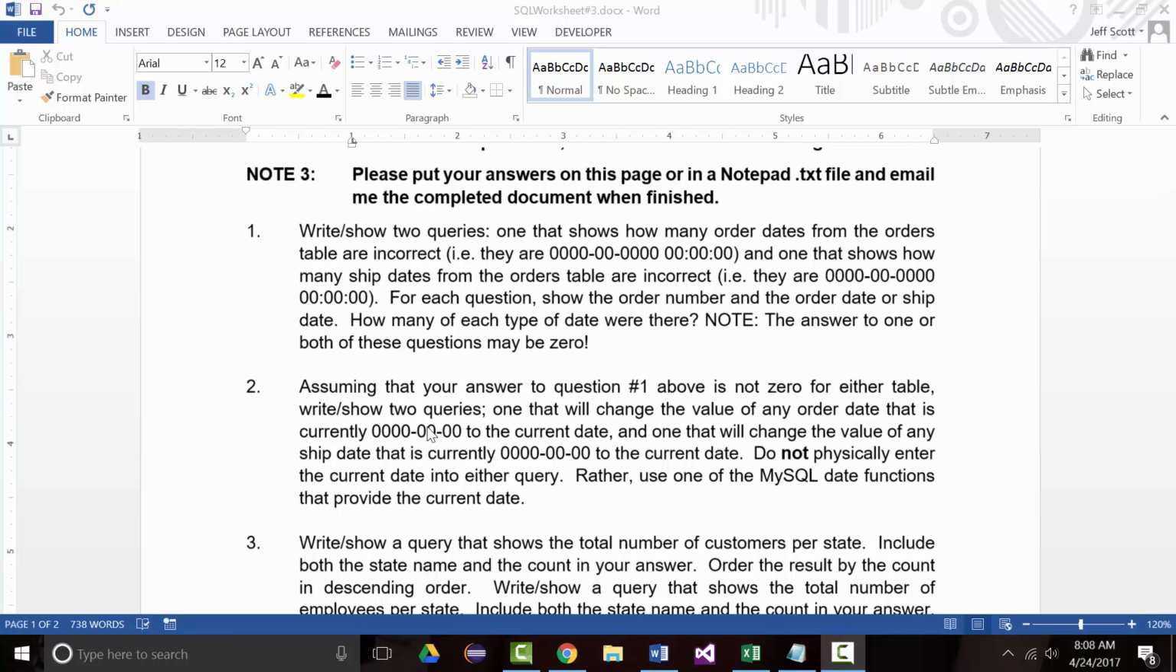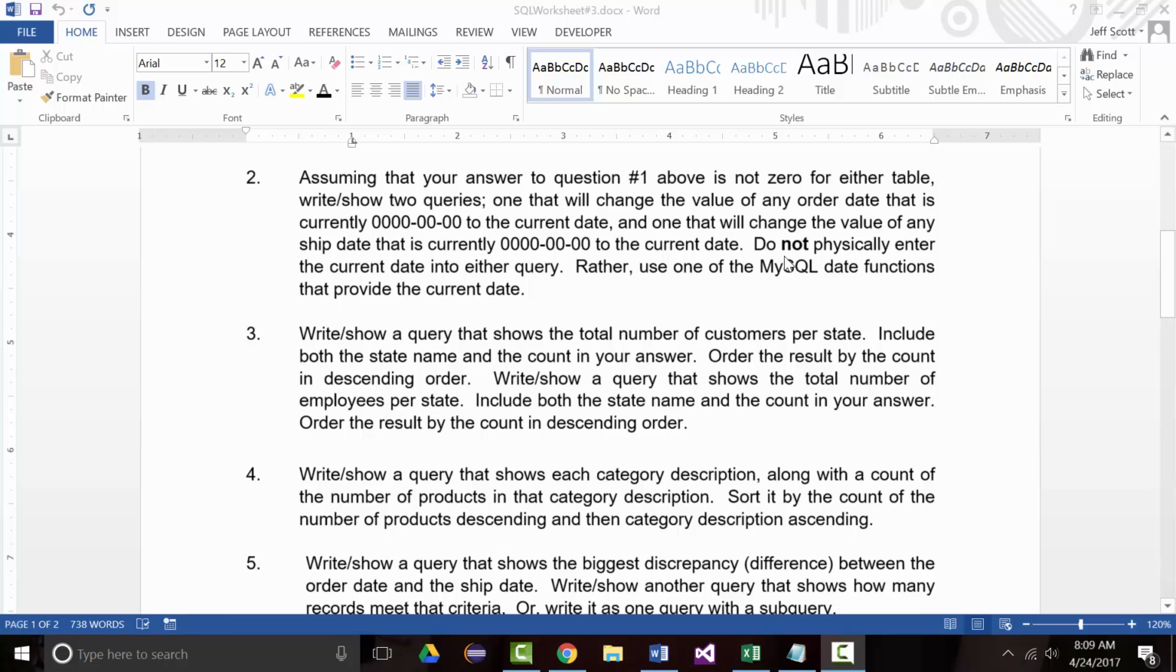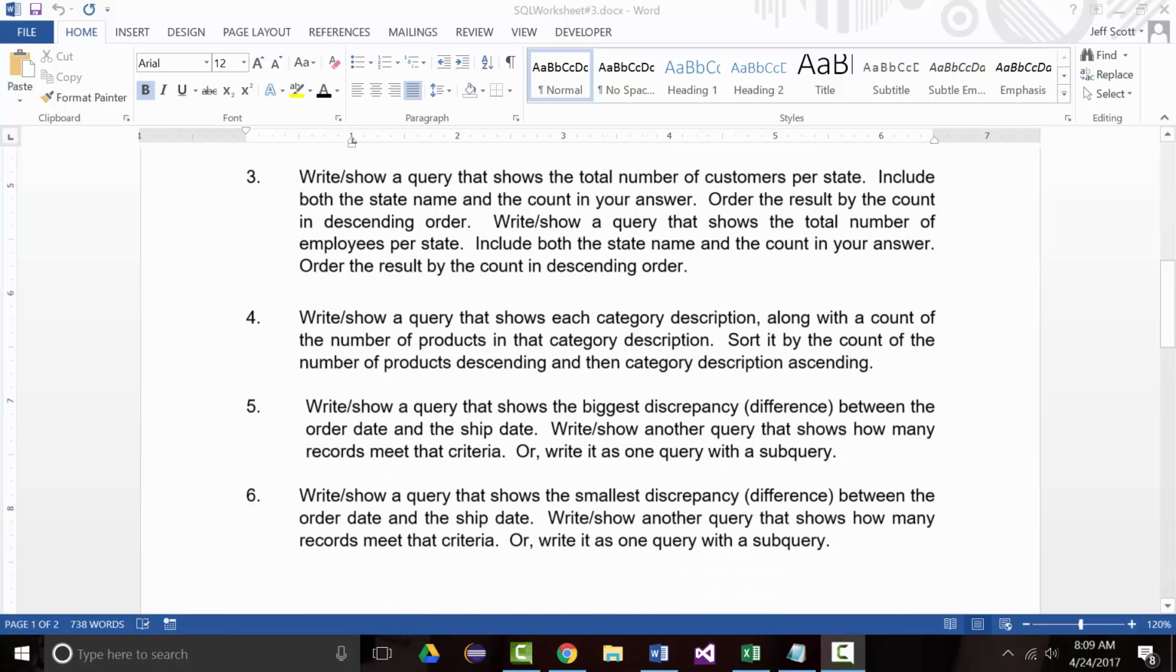All right. Then in number 2, I want you to change it. I want you to literally go in, and even if there was 0 in there, I want you to change it from 000-00-00, etc., to a timestamp. In other words, I want it to be the current date. But I don't want you to physically enter, for today, 2017-04-24. No. Instead, use a timestamp. All right, so that's number 2, I guess.